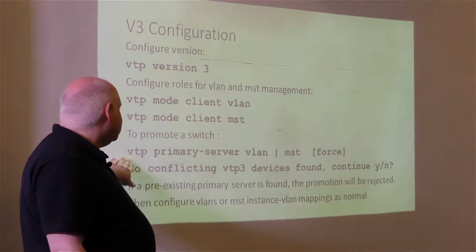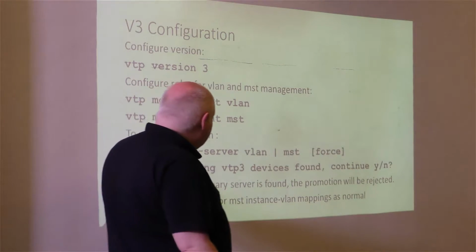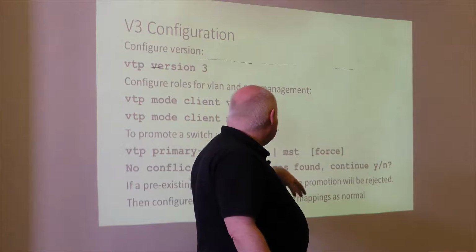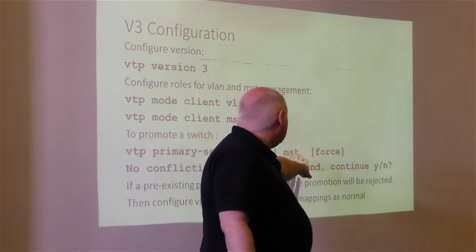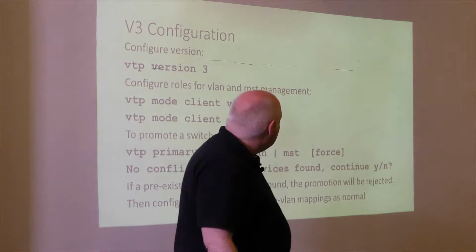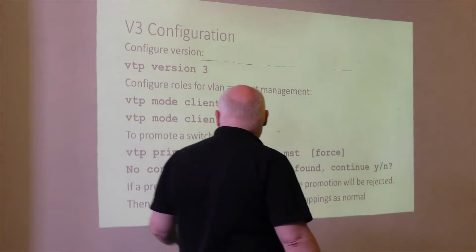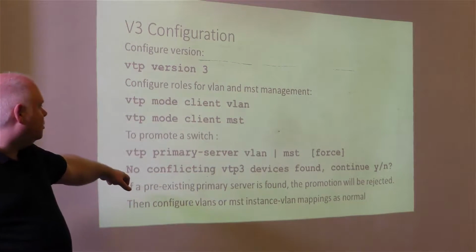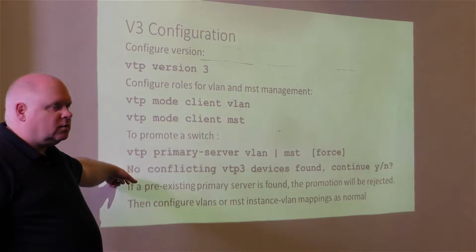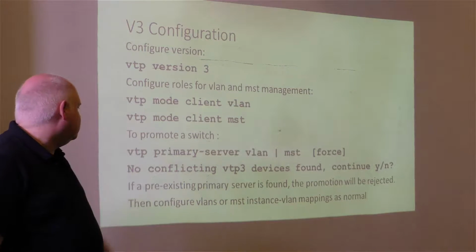If you want to promote a switch to primary, you say VTP primary server and whether you want VLANs or spanning tree, and whether you need to force it. It will then run a check to see if there's anything out there already, and if there is, you're going to say force.